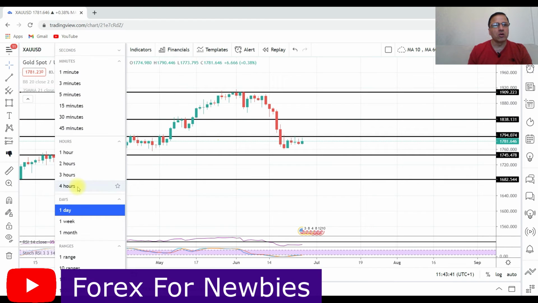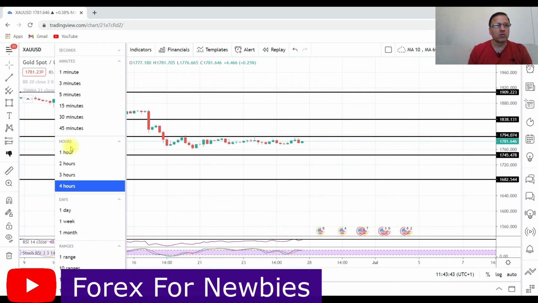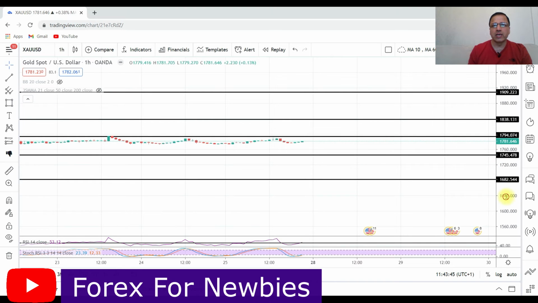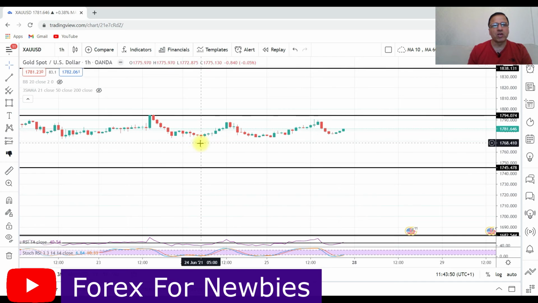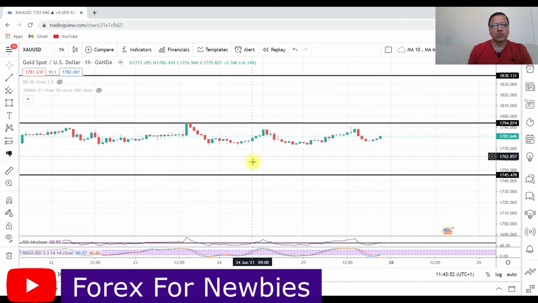And then go down on your favorite time frame, 4 hour or 1 hour, whatever, and in between these levels you can trade this pair. Whenever it reaches near these levels, after the price action, you can take sell or buy trades inside these zones.